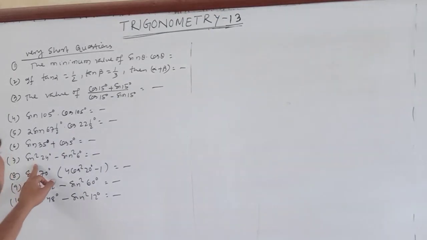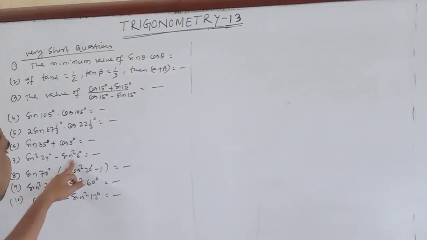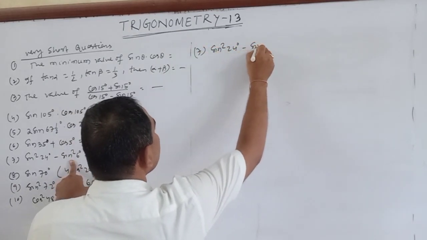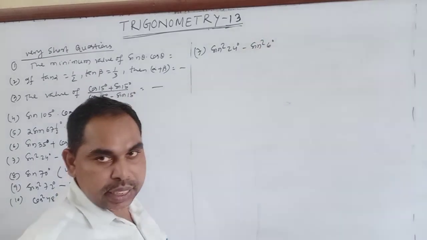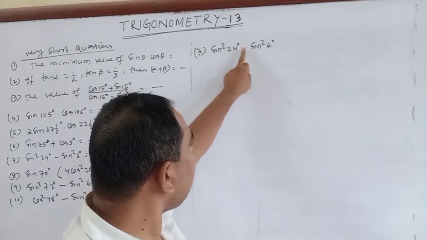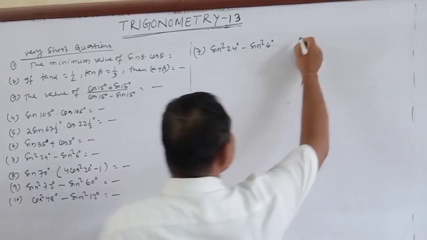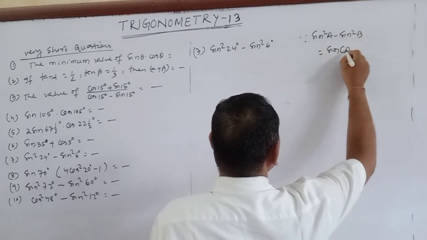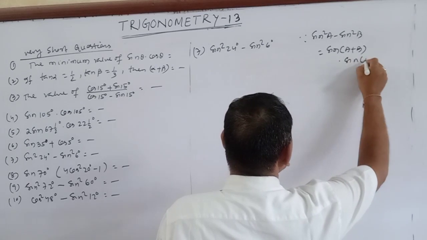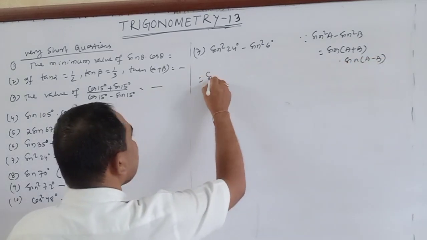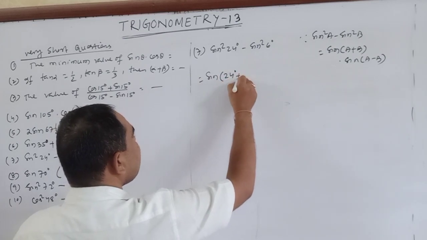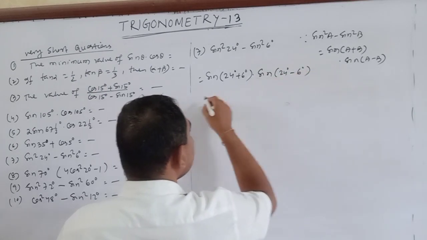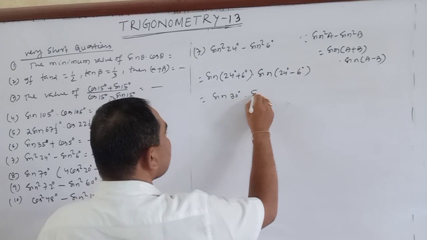Next, question number 7: sin²24° minus sin²6° is equal to dash. So use the formula sin²A minus sin²B, which is equal to sin(A + B) into sin(A − B). So this is sin(24° + 6°) into sin(24° − 6°). So this is sin 30° into sin 18°.